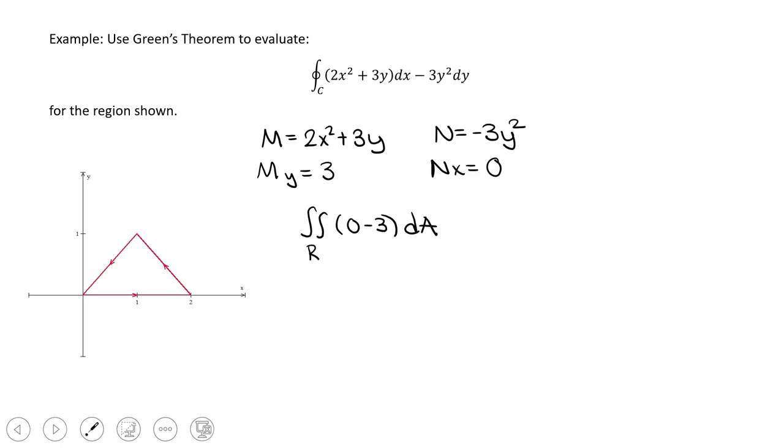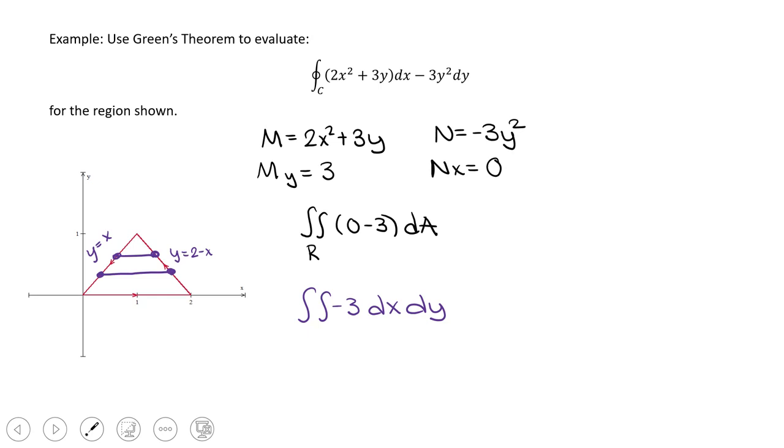So the derivative of M with respect to y is 3. The derivative of N with respect to x is 0. And so one thing to notice here, my M_y does not equal my N_x, and so this is not a conservative vector field. So we wouldn't actually be able to use that fundamental theorem we learned in the last section. So what Green's theorem says is we can take N_x minus M_y, so 0 minus 3, and we can actually integrate negative 3 over the area of this region.